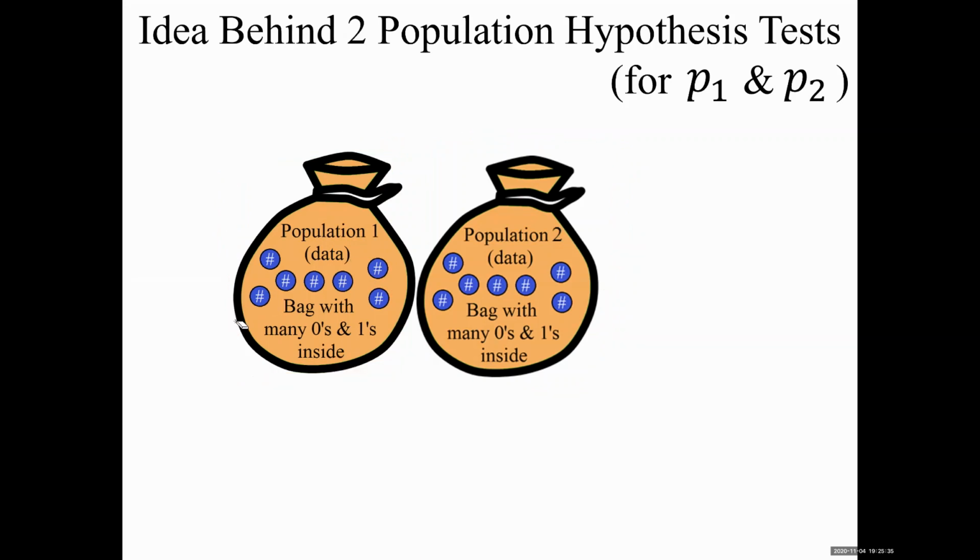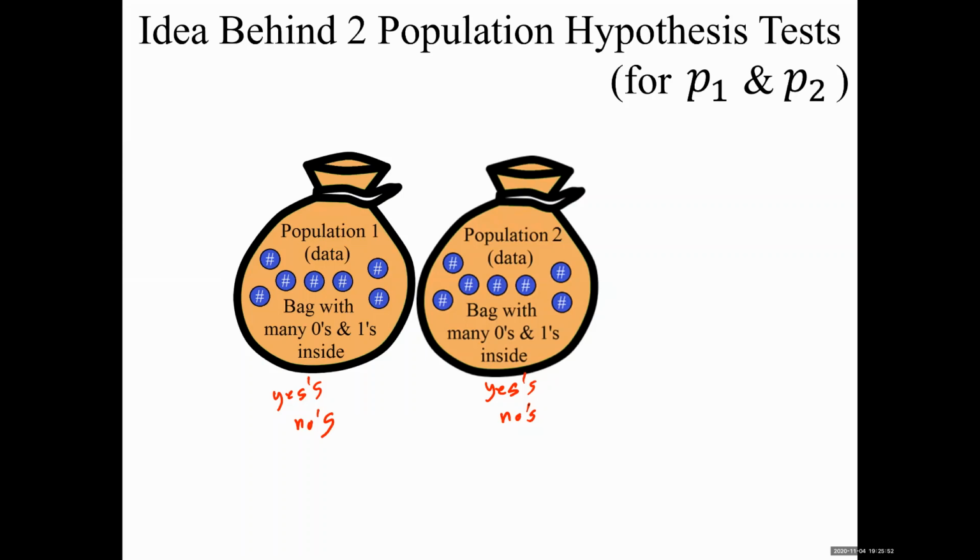So these bags are filled with yeses and nos. Or if you don't want to think of yeses and nos, you can think of ones and zeros. So you can think of 1 as yes and 0 as no. Same thing here. This bag is filled with yeses and nos. It's a huge bag of data that we don't collect.